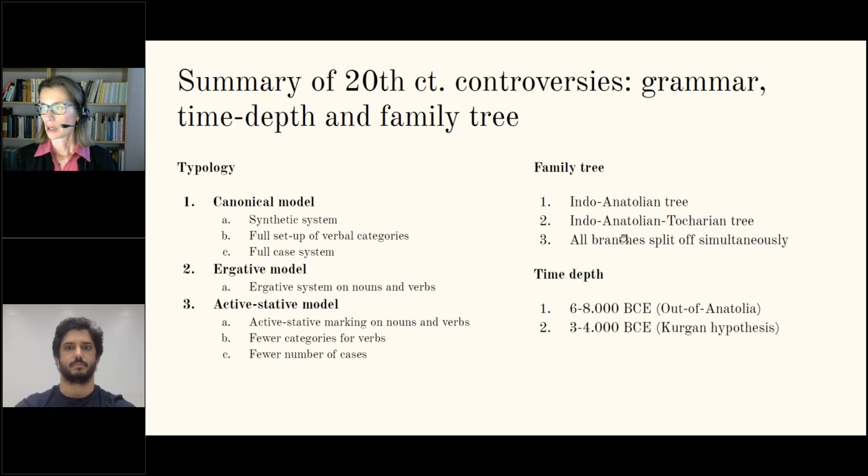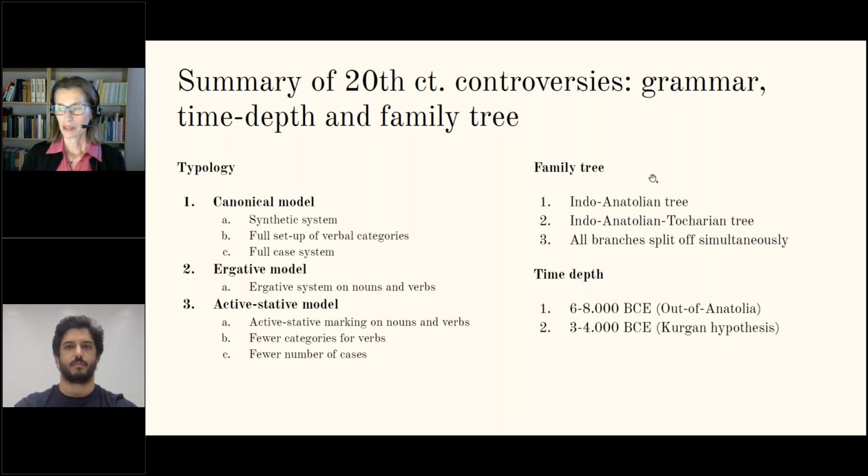So to sum up the controversies of the 20th century regarding Indo-European, they concern time depth, they concern the grammar structure, and they concern also the family tree. There is the canonical model, which reconstructs a synthetic system, a full setup of verbal categories, and a full case system. Then there is the ergative model, which reconstructs an ergative system on nouns and verbs. And then there is the active-stative model, which reconstructs active-stative marking on nouns and verbs, fewer categories of verbs, and fewer cases.